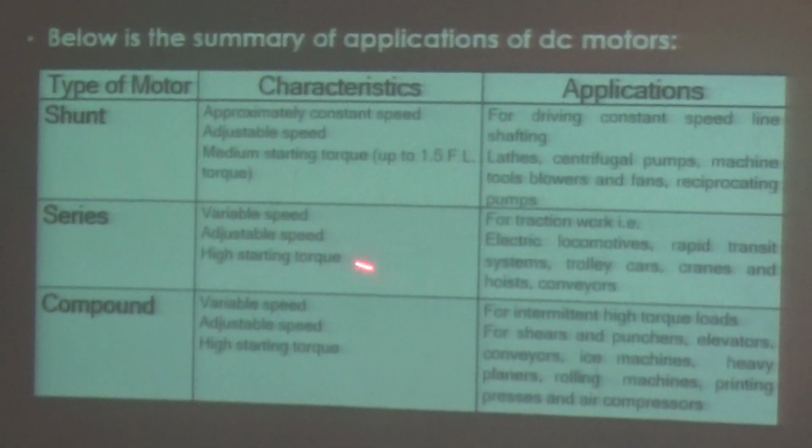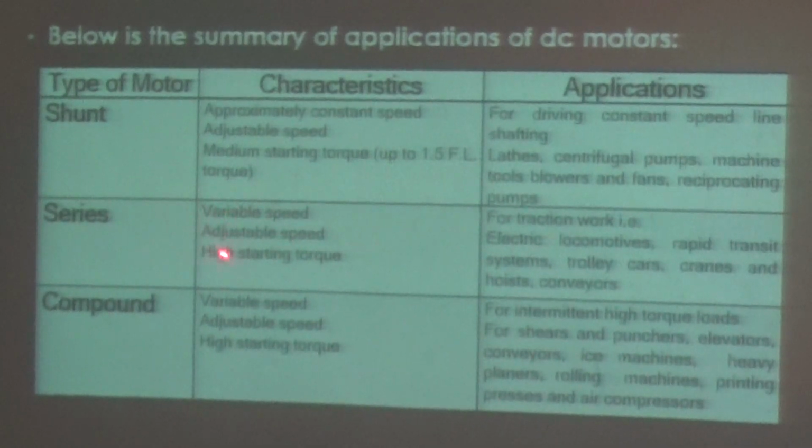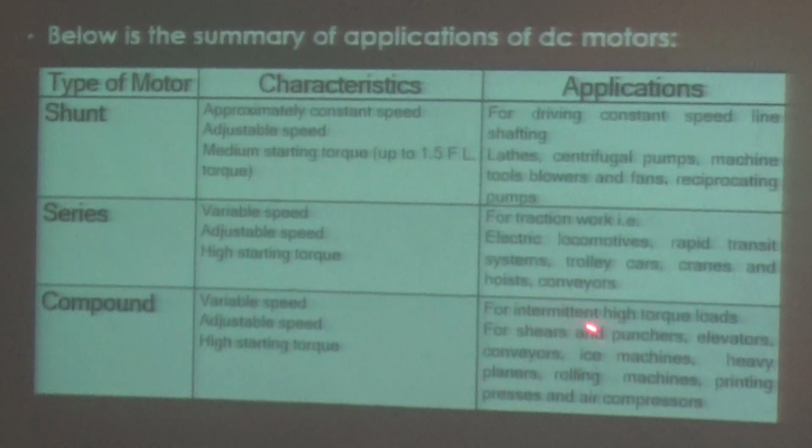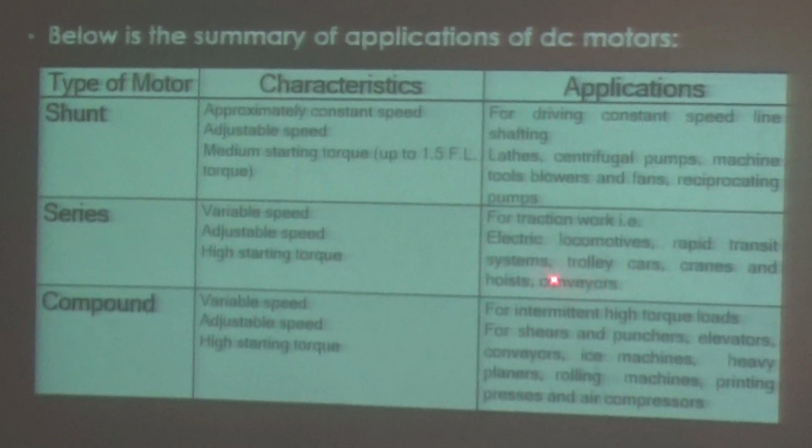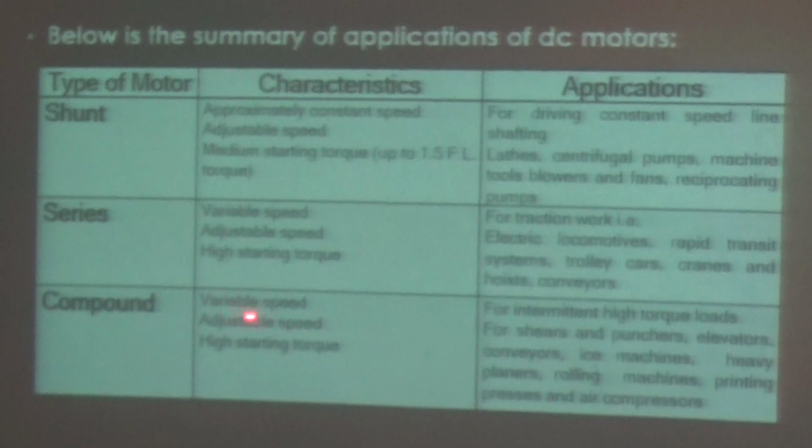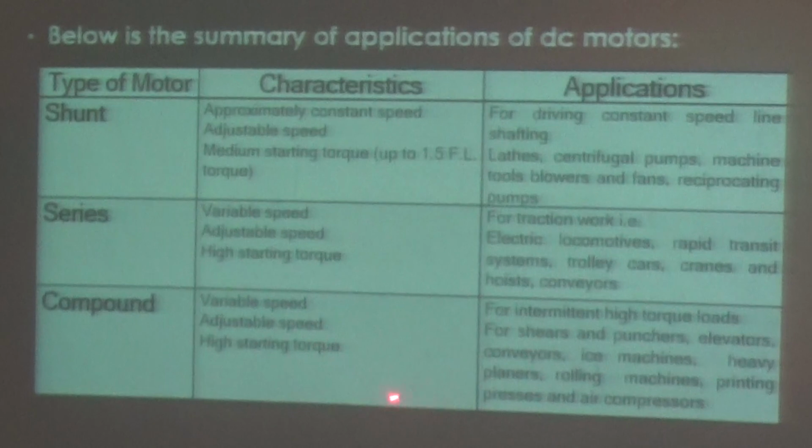For series motors naman is our variable speed or adjustable speed and high starting torque. This is good for traction work or yung sa mga train stations, yung LRT, MRT. Ano yan, series, DC motor. So electric locomotives, rapid transit system, trolley cars, cranes, and hoist conveyors. Series motors yan. Then compound, these are for variable speed, adjustable speed, and pwede siya sa high starting torque.